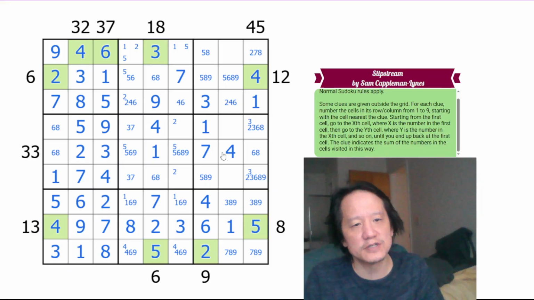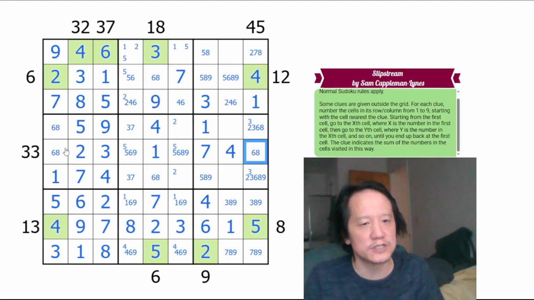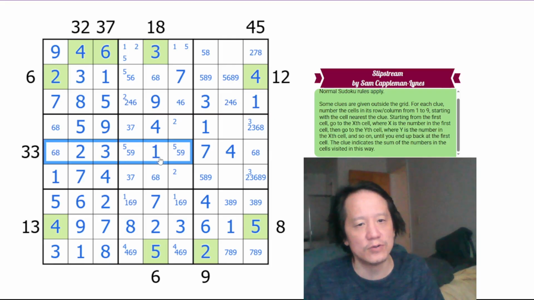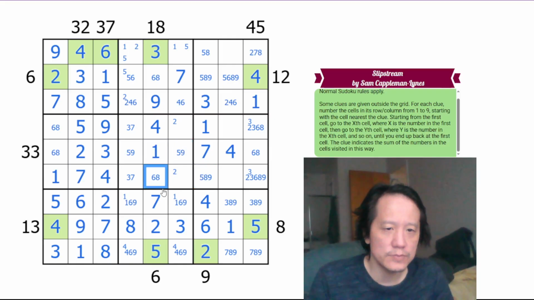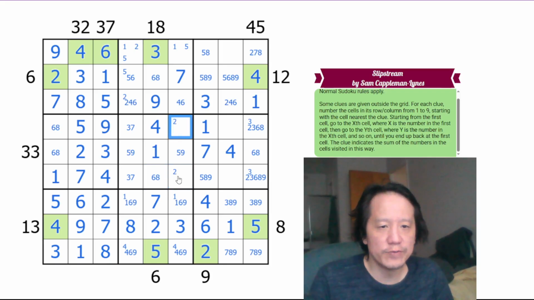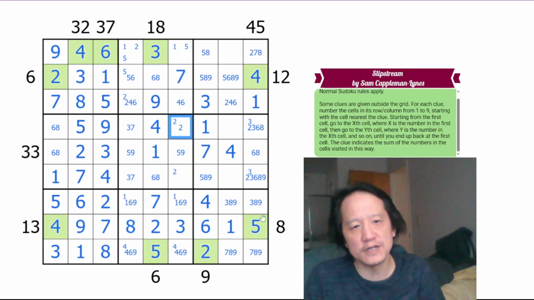So this becomes a 6-8 pair in row 5, right? Because if it's 9, it points to itself, and therefore would not be part of the sum, adding up to 33. That 6-8 pair eliminates 6 and 8 in the rest of the row. So this becomes a 5-9 pair here. That leaves the remaining digits in this middle box as 2, 6, and 8.